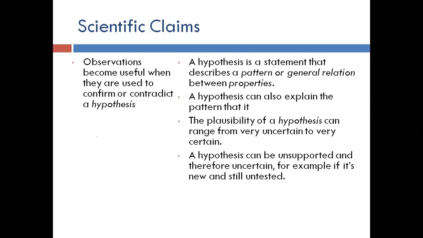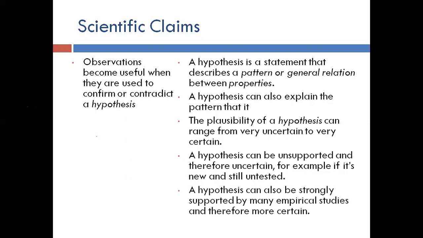A hypothesis can be unsupported and therefore uncertain, for example, if it is new and still untested. I said it: fat professors and thin laborers, uncertain, unsupported. It must be supported with scientific observations, and it must be tested over and over again. A hypothesis can also be strongly supported by many empirical studies and therefore more certain. So there you are. A hypothesis, which describes a pattern or general relations between properties, can be very certain or very uncertain. It can still be new, unsupported and uncertain because it is untested, or more certain because it is supported by many empirical studies.